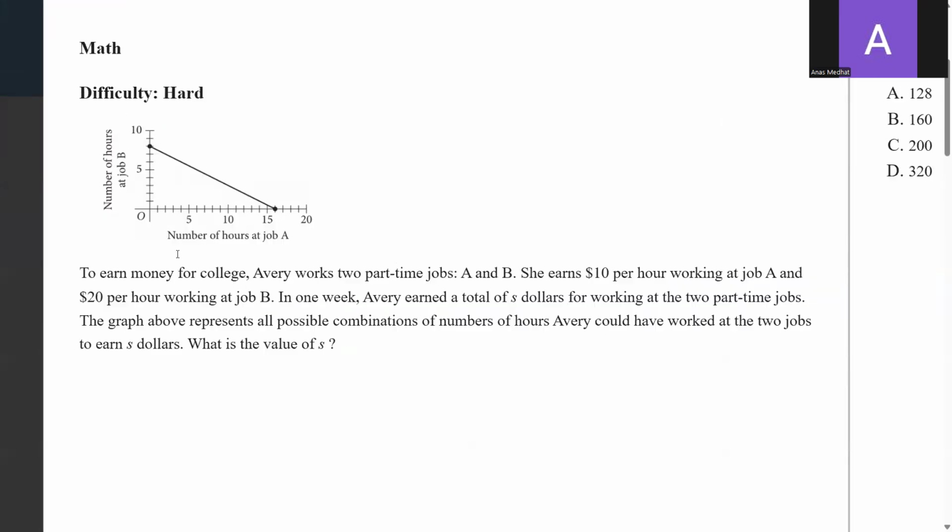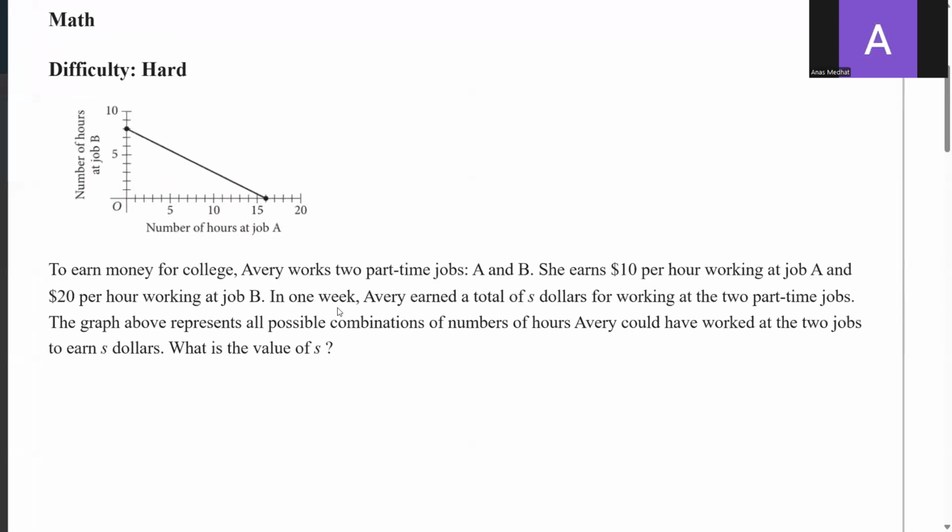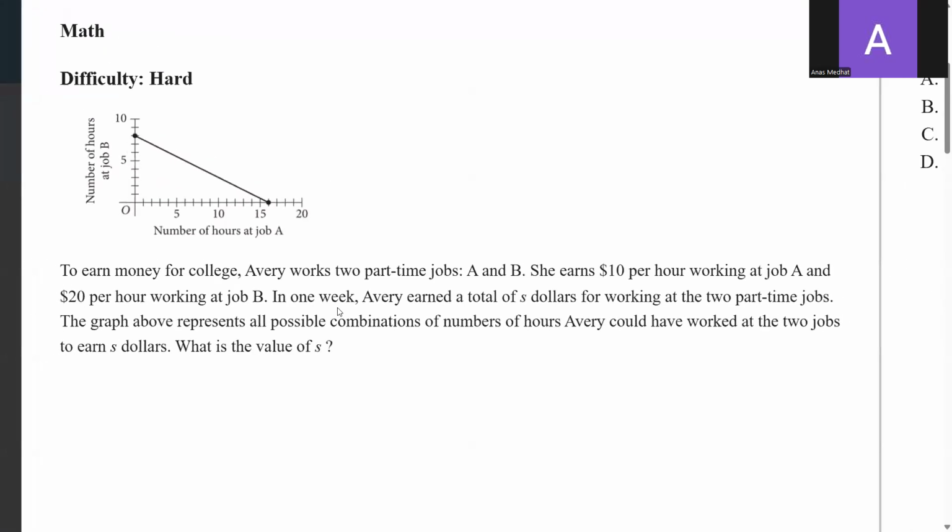To earn money for college, Avery worked 2 part-time jobs, A and B. She earns $10 per hour working at job A and $20 per hour working at job B in 1 week. Avery earned a total of $S for working at the two part-time jobs. The graph above represents all possible combinations of number of hours Avery could have worked at the 2 jobs to earn $S. What's the value of S?